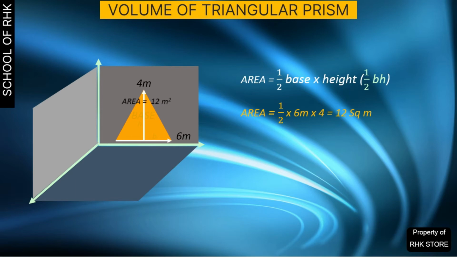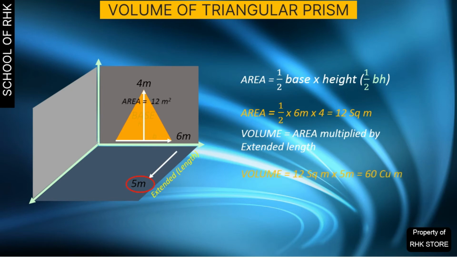Now all we have to do to find the volume is multiply that area by the length that it is extended. So if the length is 5 meters, we multiply 12 meters squared by 5 meters and we get 60 meters cubed. So the volume of the triangular prism is 60 meters cubed.